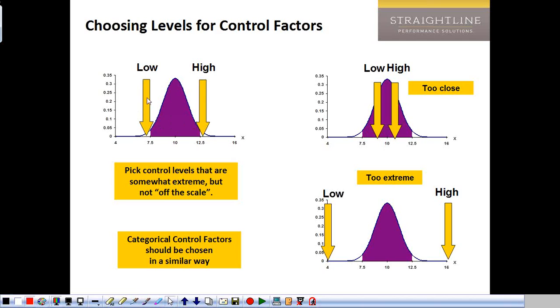So for example, given the upper left-hand picture, that's what you would want to do for, say, a high and a low temperature of something. Not off the scale, but on the scale. You wouldn't want to pick them really close to each other, nor would you want to pick them so far extreme that it doesn't really represent reality.